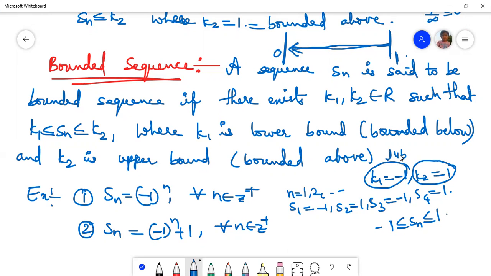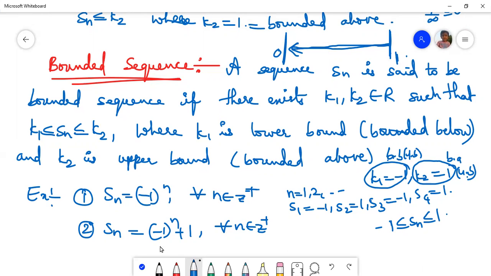Least upper bound is another definition. Greatest lower bound is the bounded below or lower bound. Least upper bound is the bounded above, it is the upper bound.